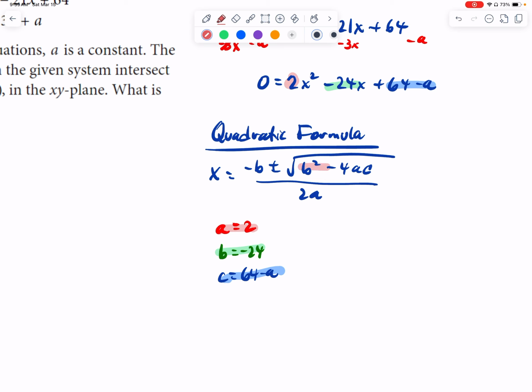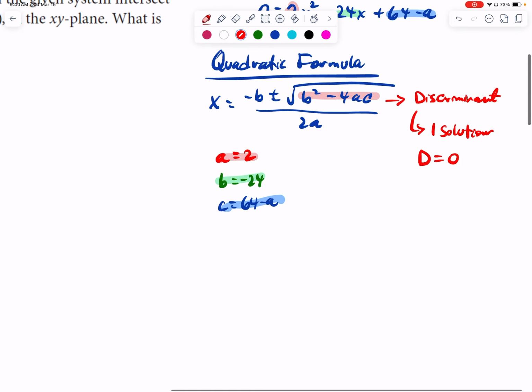The part that's underneath the square root is called the discriminant. It tells us how many solutions we have depending on the value of what's underneath the square root. If it's equal to 0, we would be adding or subtracting the square root of 0, which means we would have only one solution. So one solution happens when the discriminant, which I'll call D, is equal to 0. That's what I'm going to force to happen with my a, b, and c.